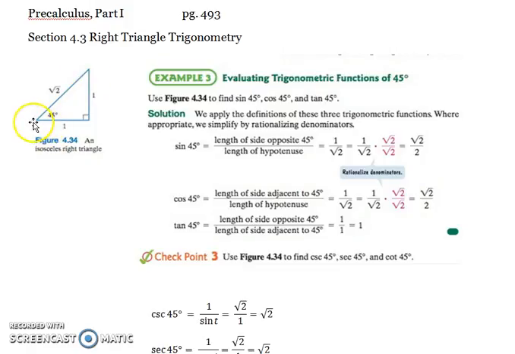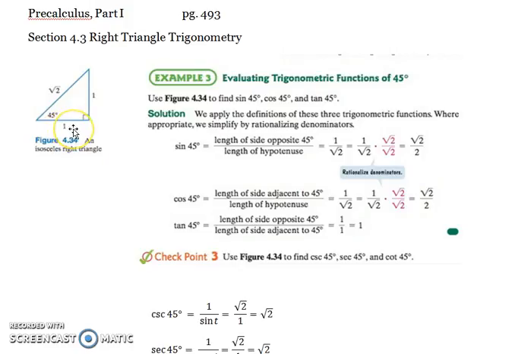Sorry, I apologize. On the circle, it's your r that's 1. And your x and y are going to be square root of 2 over 2. But that's actually what they're showing you to calculate right here. So if you know that each side is 1, do the Pythagorean theorem.